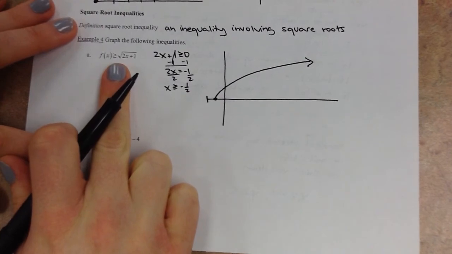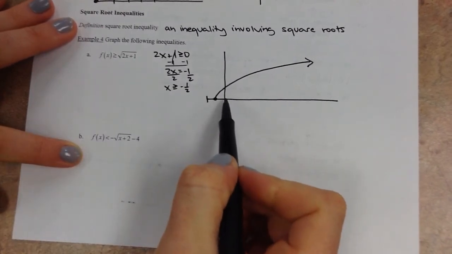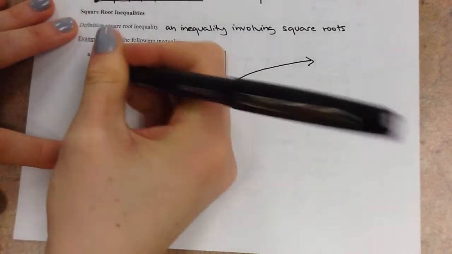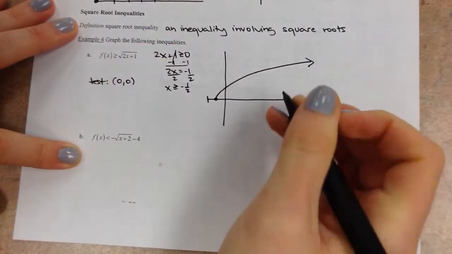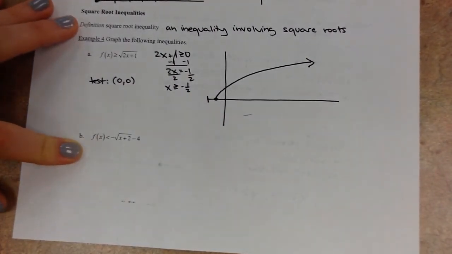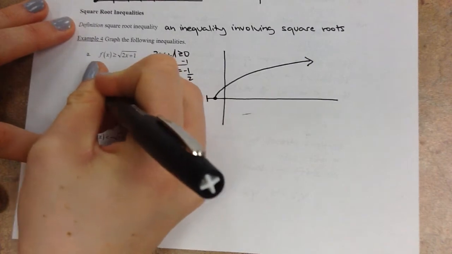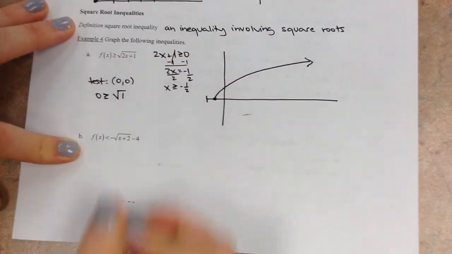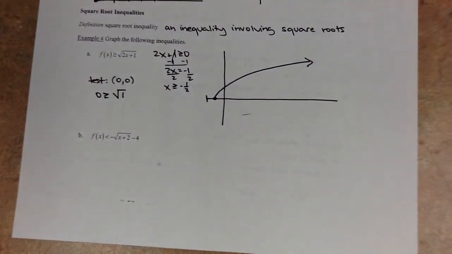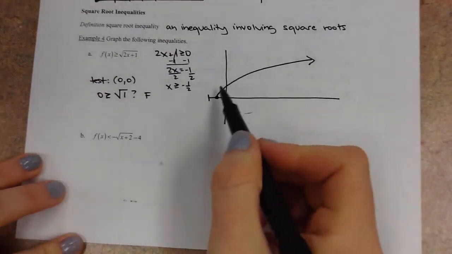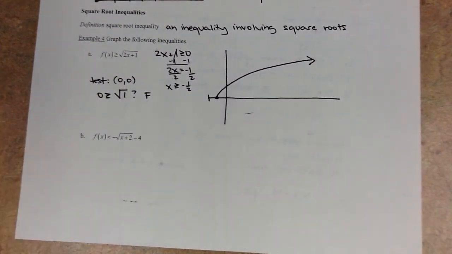And then the last thing you do is you plug in a test point. So I can use 0, 0, kind of my normal test point here. We're going to do a test just to see if we should be shading towards 0, 0 or away from 0, 0. So if we plug that in, is 0 greater than or equal to the square root of 0 plus 1? So is 0 greater than or equal to 1? And no, it's not. That's false. So rather than shading towards where the 0 is, we are going to shade away from where the 0 is.